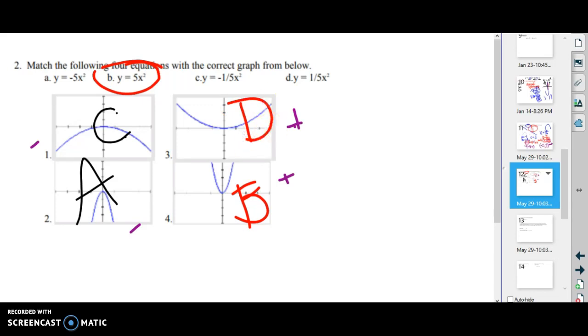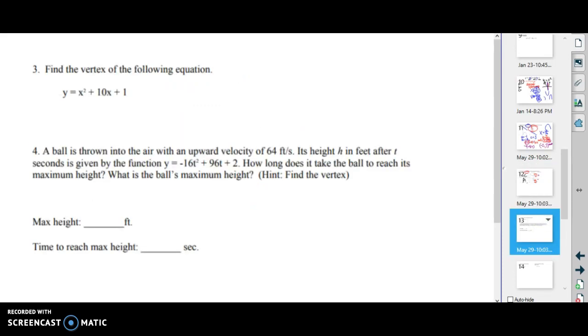If you need to check it, you're more than welcome to check that on a graphing calculator. You don't get to use Desmos, you'll have an actual graphing calculator. So, if you have one in your locker, bring it back now. Thank you. Alright, next. Find the vertex for the following equation.